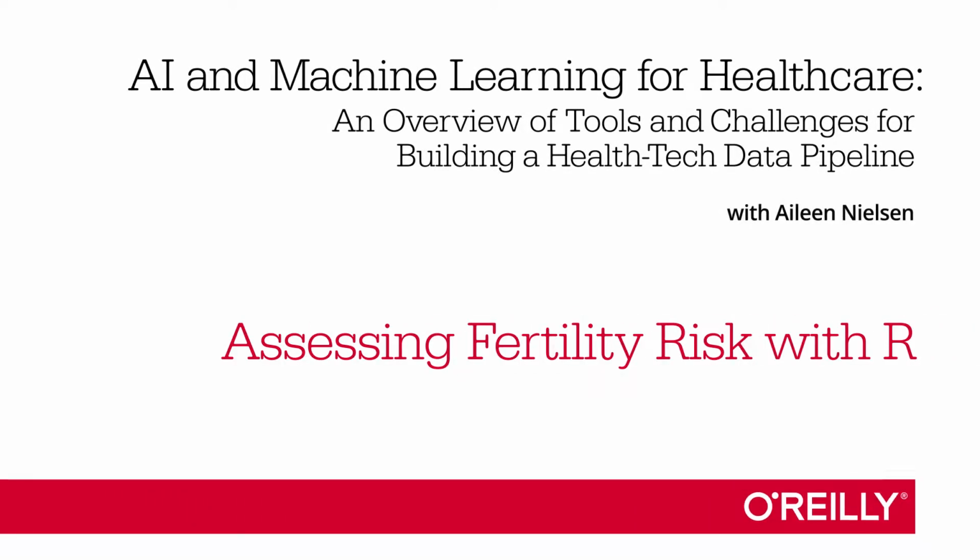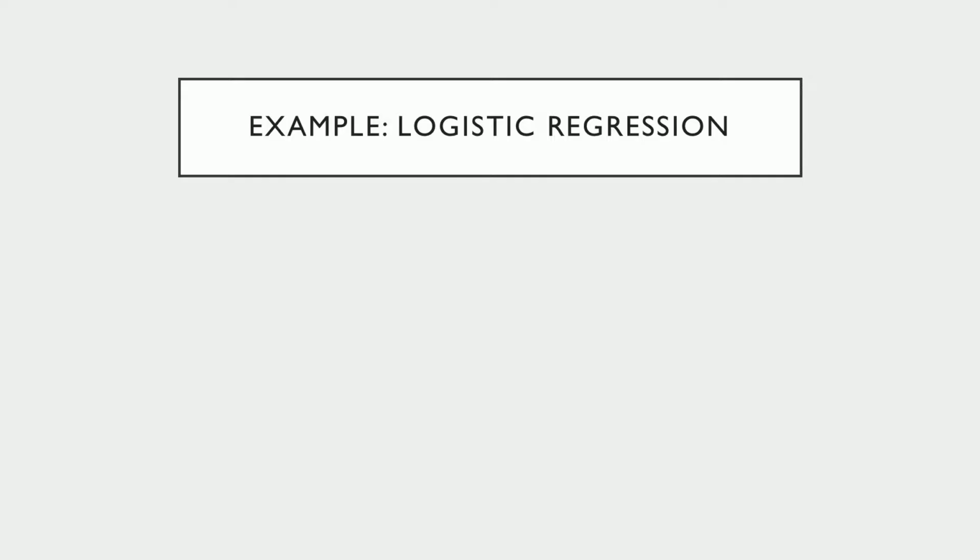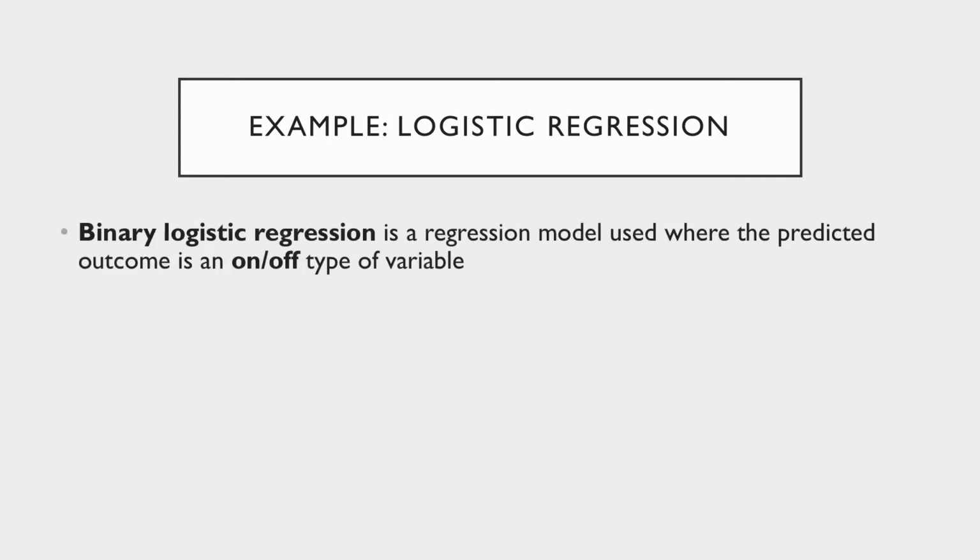So we're going to look at a particular example of assessing fertility risk with R via a code example, and here we will see in particular how we use logistic regression, which is a form of linear regression. Binary logistic regression is a regression model used where the predicted outcome is a binary. It's like an on-off type of variable.